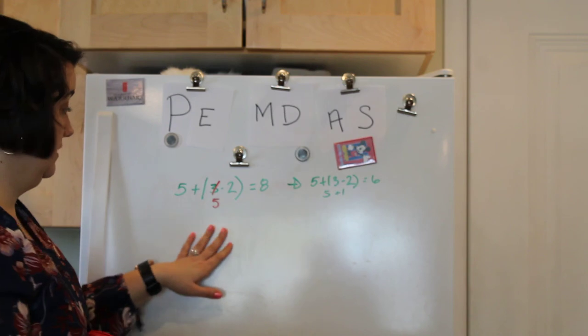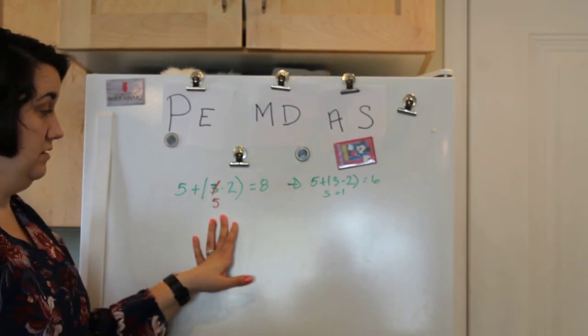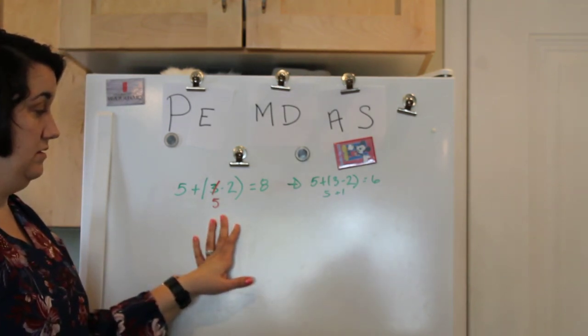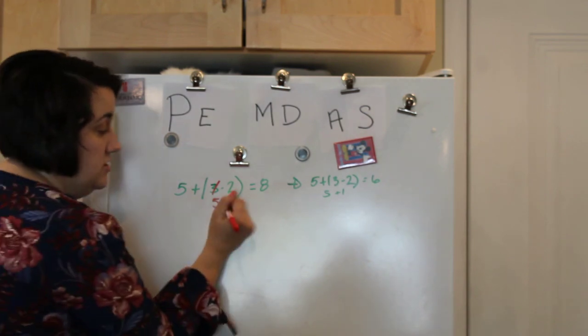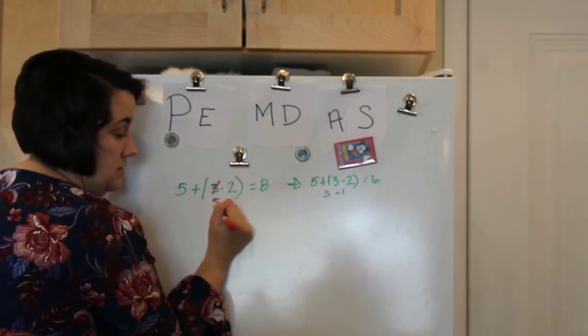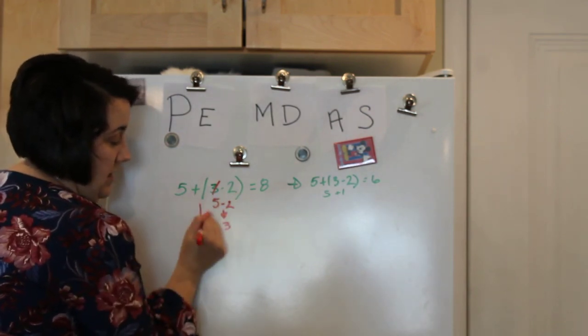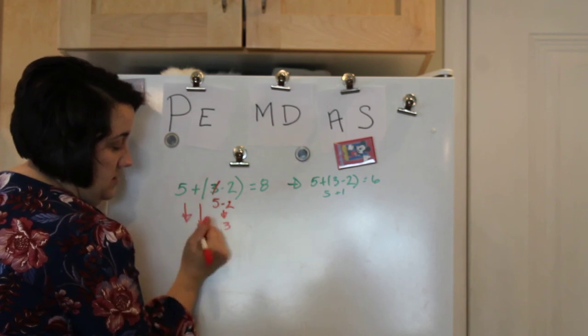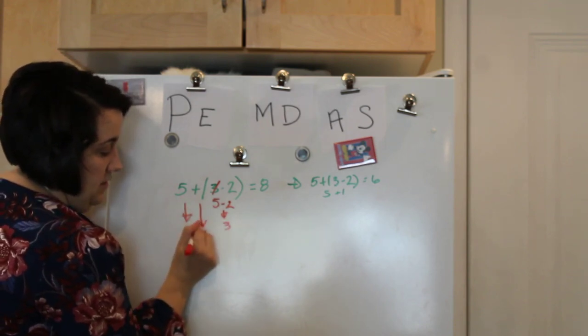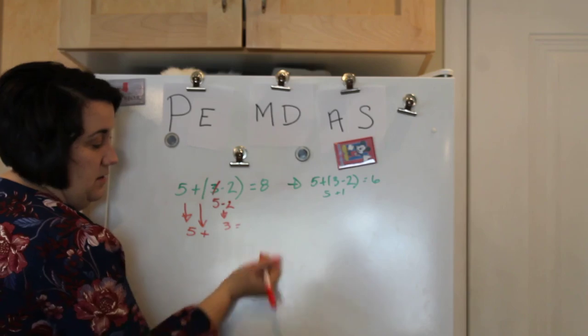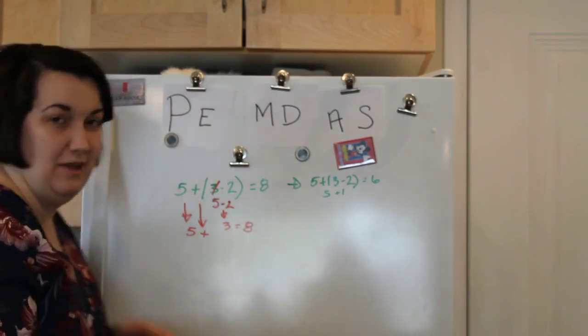Okay, first we solve the problem in the parentheses. Okay, so 5 minus 2 equals 3. 3. We bring down this, we bring down that, so it's plus. And it equals 8. Exactly.